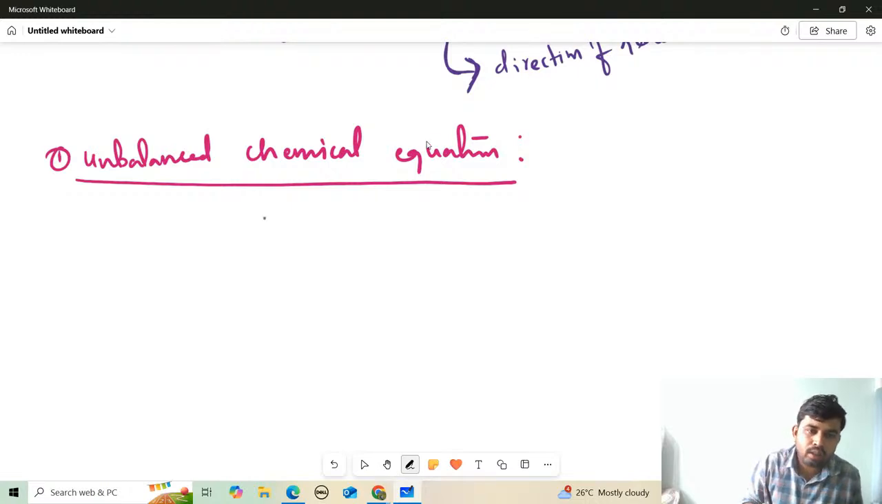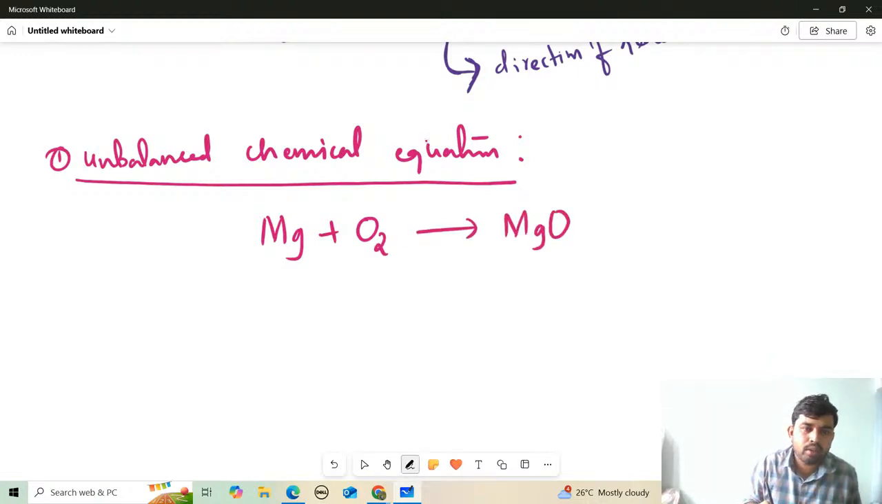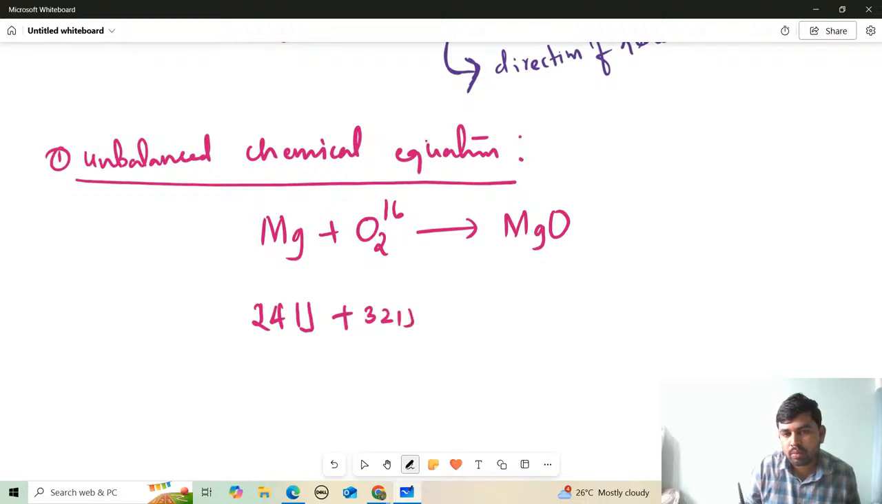Just rewrite the equation. One magnesium we write, and two oxygen we write, and we get magnesium oxide, right? To find the mass of magnesium, the atomic number is 12 and the mass number is 24 unified mass. For oxygen, the mass number is 16, and two are there, so we take 32 unified mass. In magnesium oxide, there is one magnesium, 24 unified mass, and one oxygen, so I'm adding 16 unified mass.